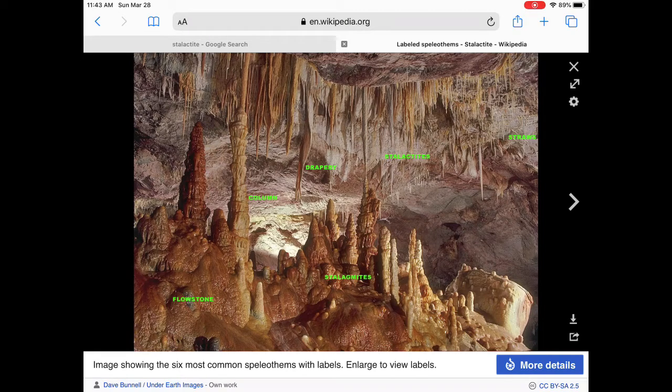All of these features form in a cave as water drips and enters the cave. Minerals that are dissolved in the water are left behind, and these structures build up very slowly over time. So take a look at this picture, hit pause, and when you're ready to answer the next question, you can click play again.